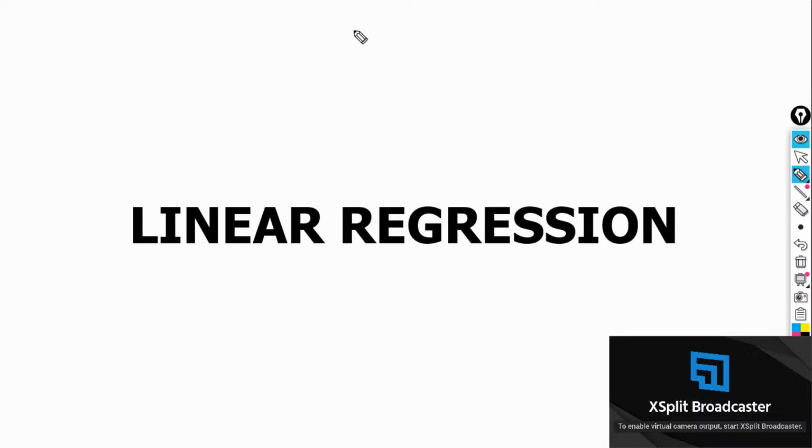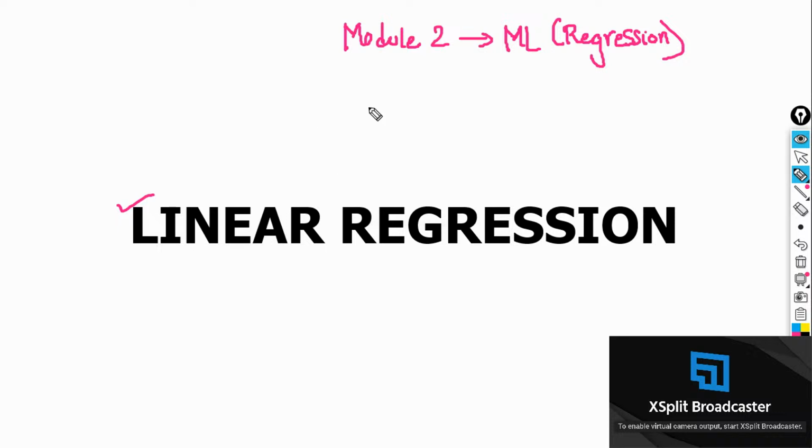So, as part of these afternoon sessions, we are going to complete module 2, which is nothing but in machine learning, we are going to cover the algorithms of regression. The widely used regression algorithms we are going to learn as part of module 2. And today, we'll start with a widely used regression algorithm. It is linear regression.